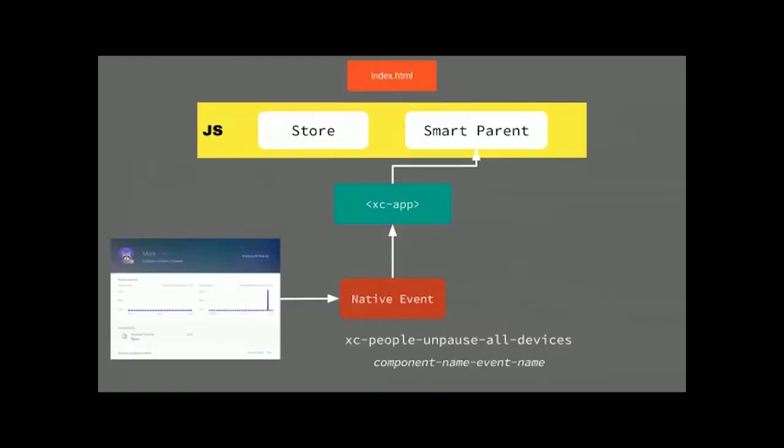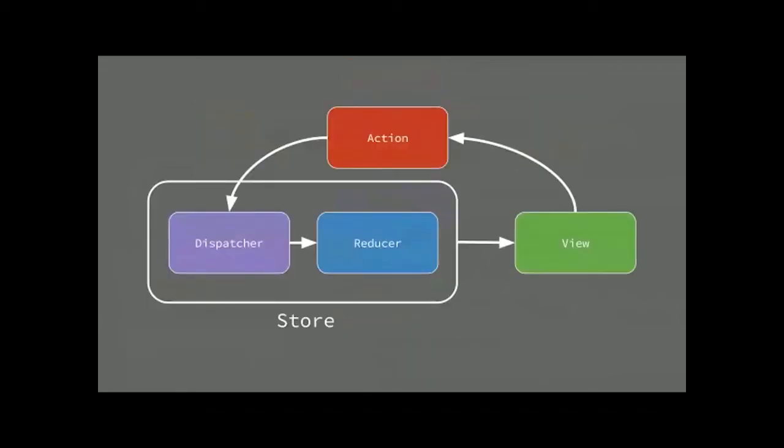So again, what happens is the person views, clicks on a button, a native event fires up, the app gets it, which goes into the smart parent. The smart parent is then responsible for following the Redux flow, which is: an action happened, it dispatches an event to the store, which reduces it, which updates the state and passes that back down to the view.